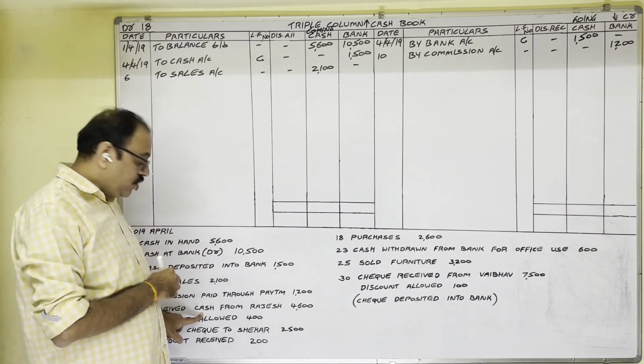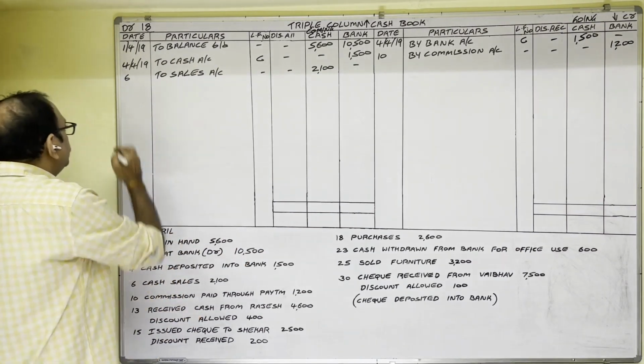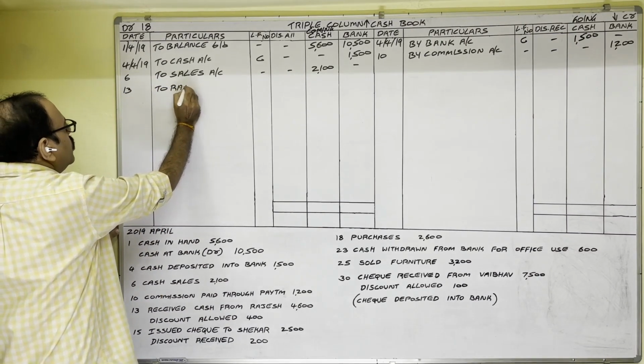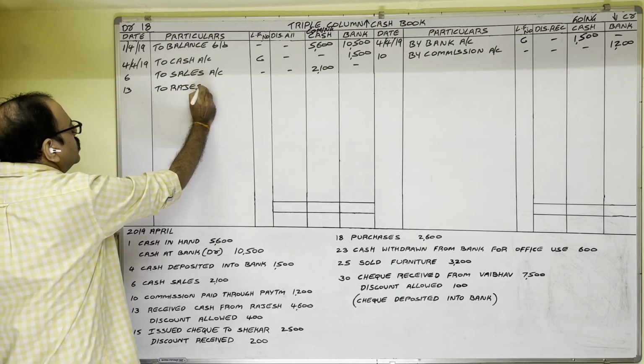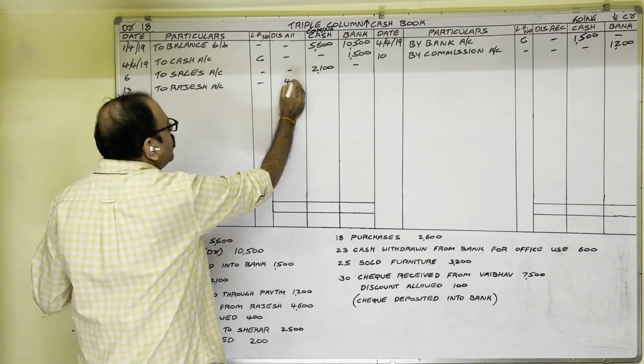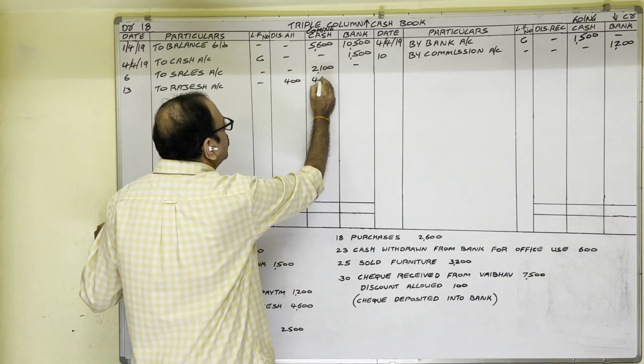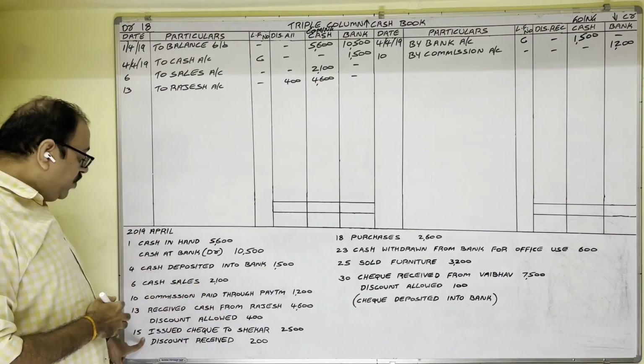So debit side, cash column, 13th date. From Rajesh we are receiving. So here write down to Rajesh account. In the discount column 400 rupees. In the cash column 4600.